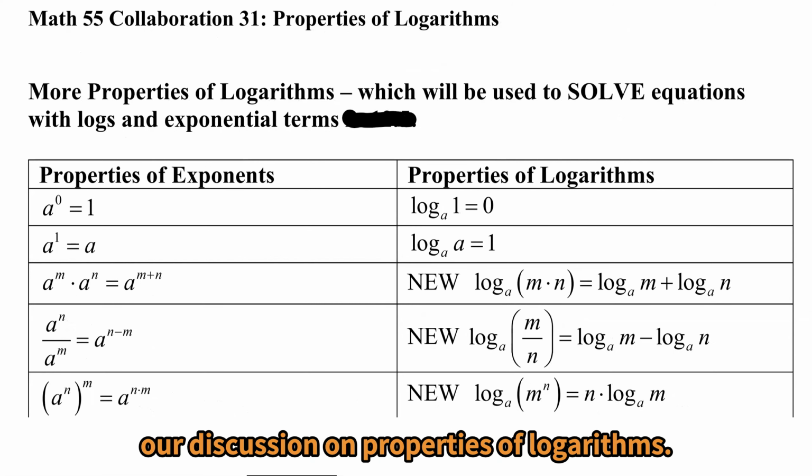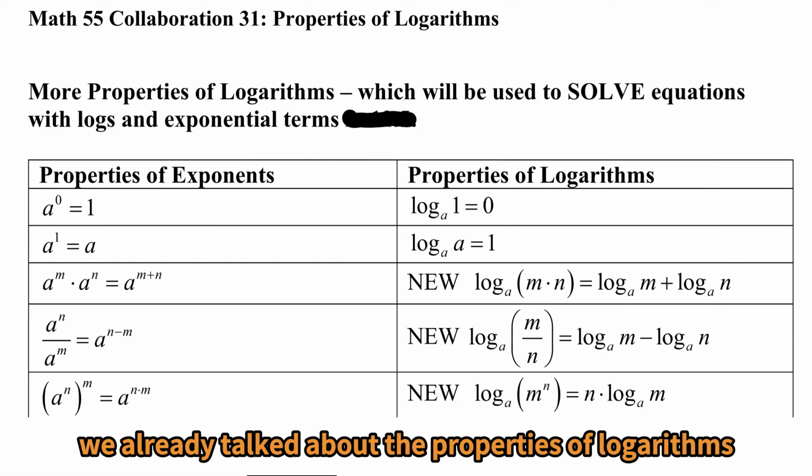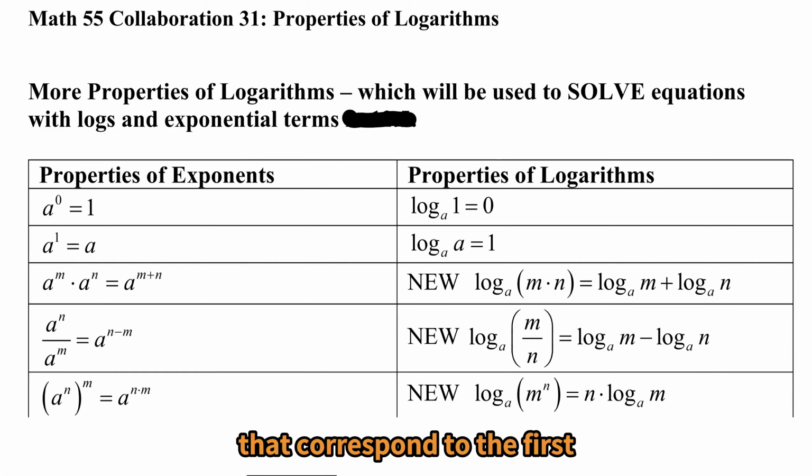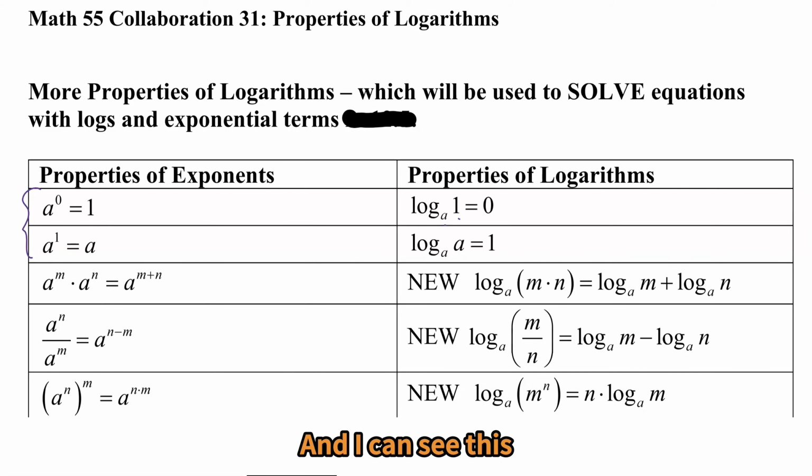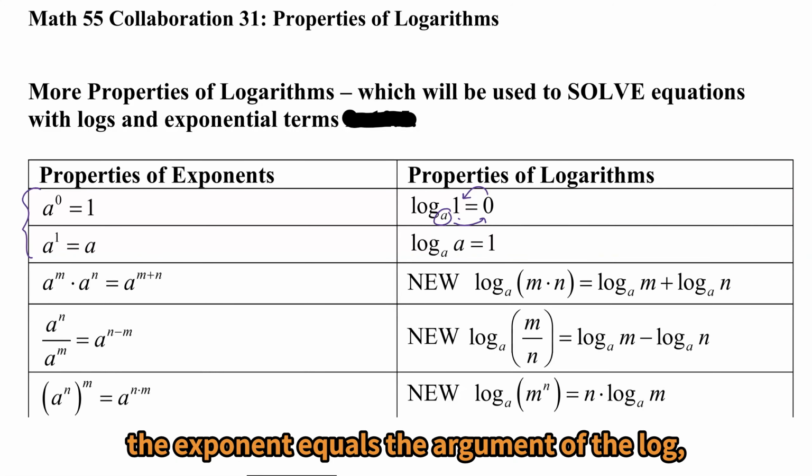Let's continue our discussion on properties of logarithms. In a previous lesson, we already talked about the properties of logarithms that correspond to the first two properties of exponents. A to the power 0 equals 1. This is equivalent to log base A of 1 equals 0. And I can see this because my base to the exponent equals the argument of the log.